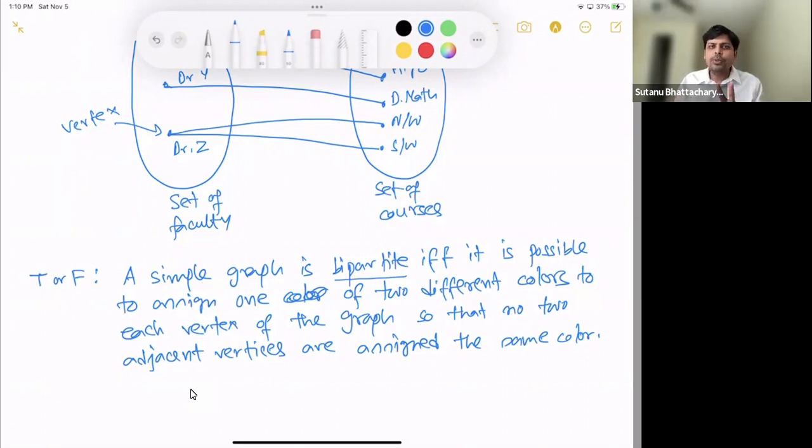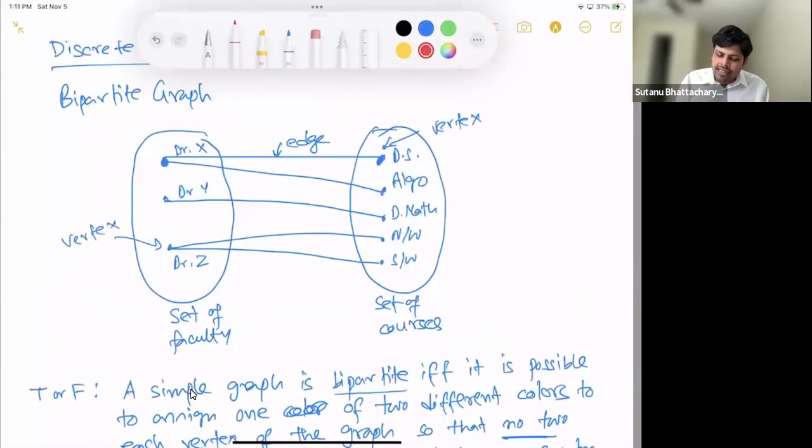You can assign only two colors to every vertex such that no two adjacent vertices are assigned the same color. Adjacent vertices means neighbor vertices. So let's take this example.